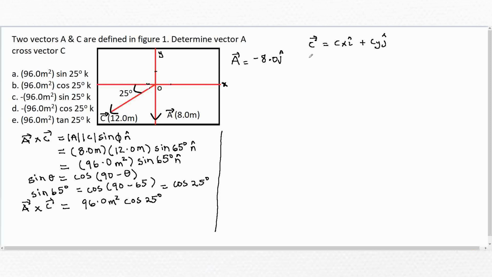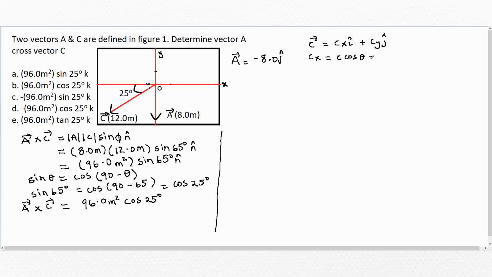We can find the x component of C, and this will be equal to C cosine of theta. Now this theta, in this problem, we are reading from the positive x-axis counterclockwise all the way to where the vector C is located. So theta will be this obtuse angle, which should be 180 plus 25, which is 205.